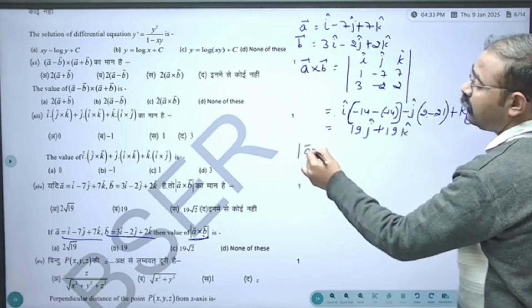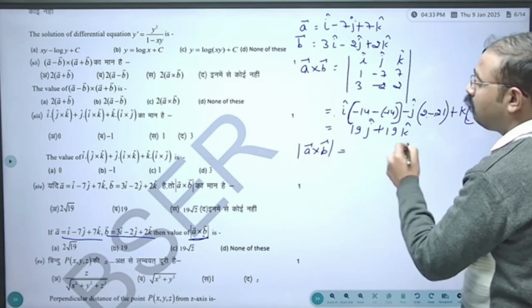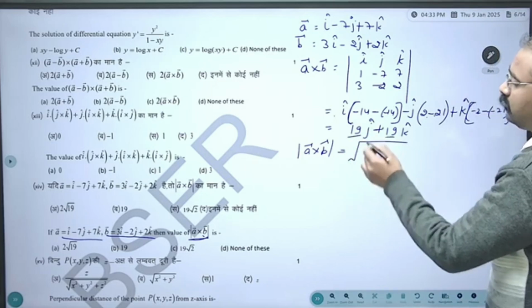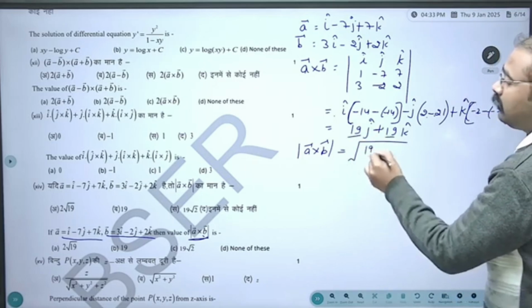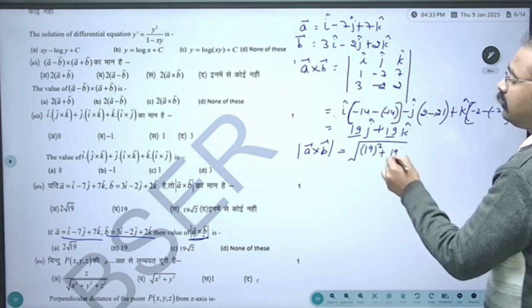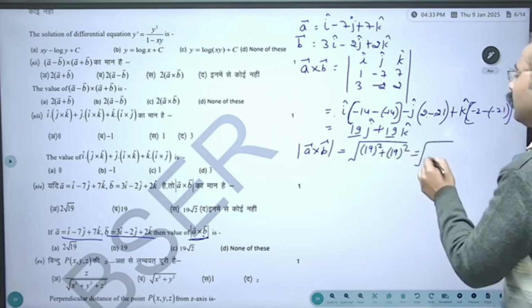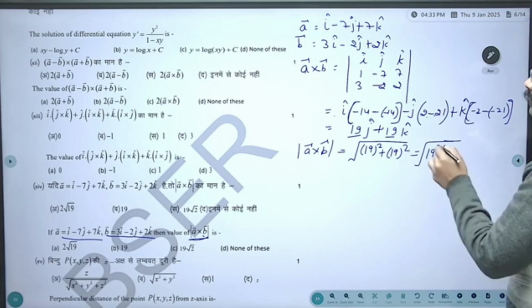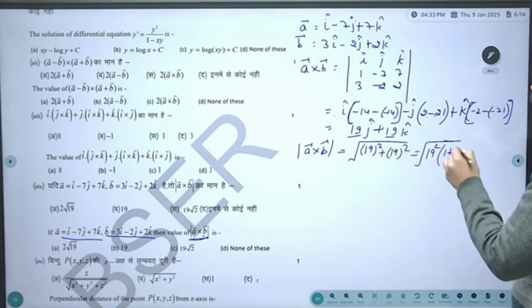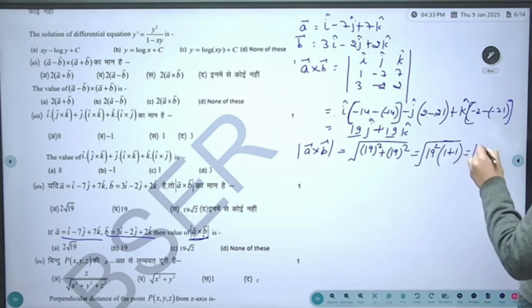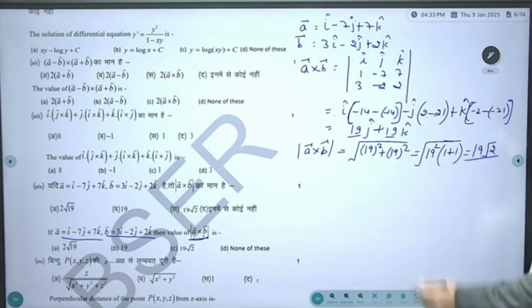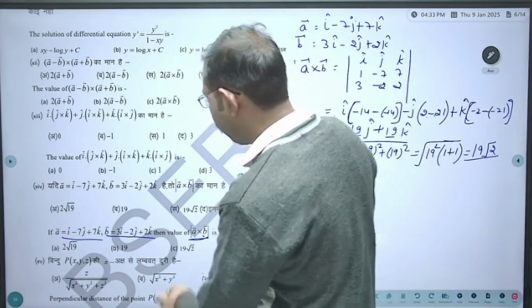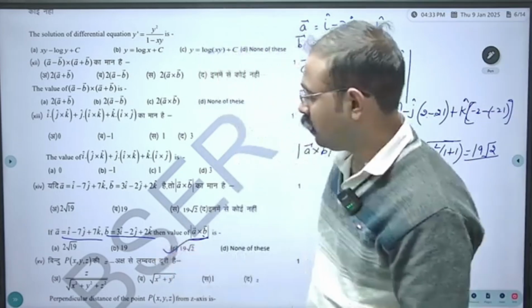Now magnitude of a vector, how will we find out? Square root of the squares of these scalar components. 19 square plus 19 square. Take 19 square as common. Here 1 plus 1, square root of 19 square will be 19 and square root we have 2. This is the magnitude of cross product of these two vectors. Option C is correct.